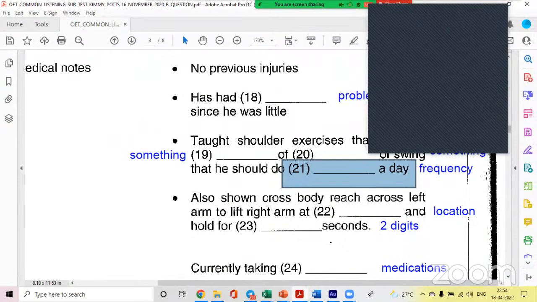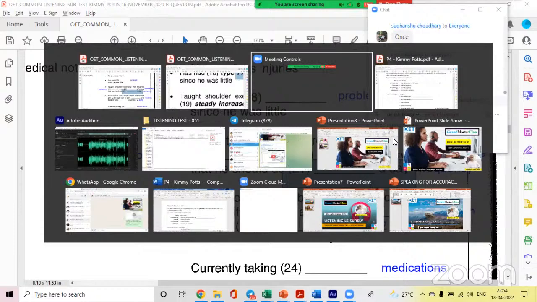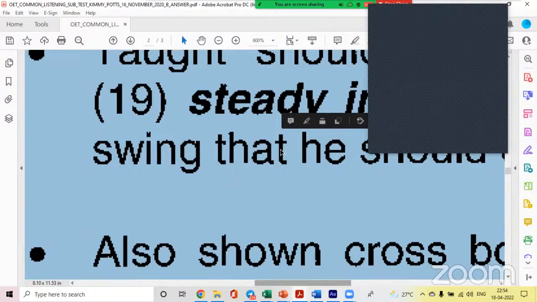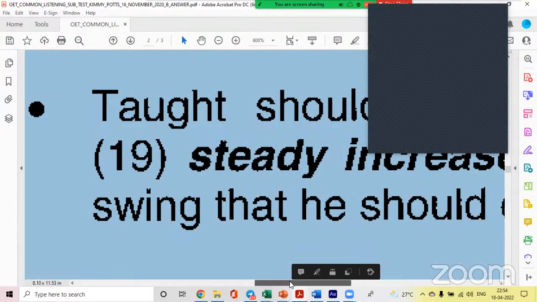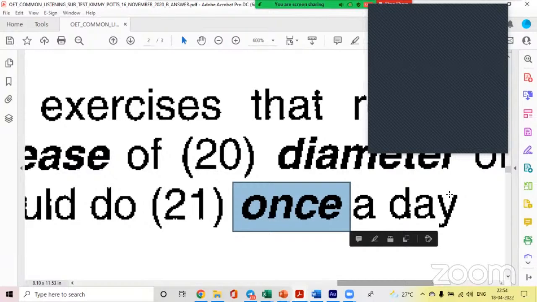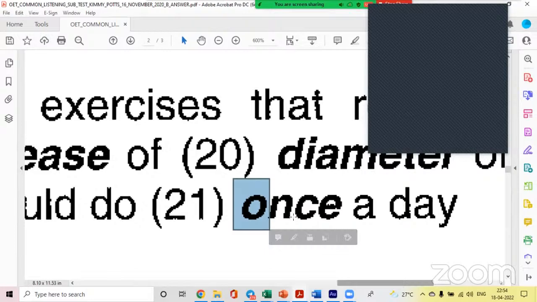Linear. Okay, Sudhanshu, again you made a mistake. Capital letter. Nobody else is writing capital letters, only you. You say the computer is doing it, but when you are submitting, you have to be a little careful. Once a day: once, in small letters. If you write a capital letter, you lose your mark, because in the middle of the sentence you will not get a capital letter. That's the rule of English.